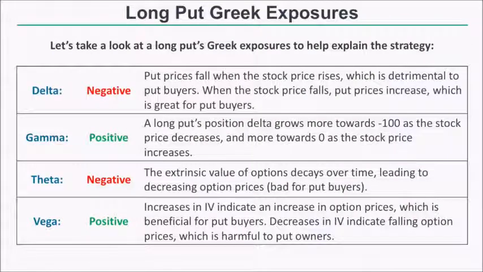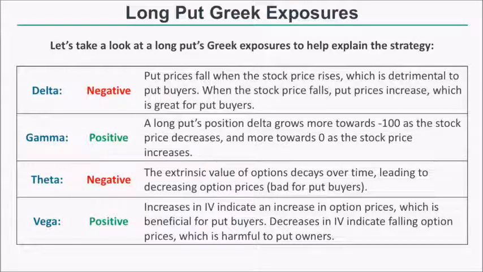So let's take a look at the long put's Greek exposures to help explain the strategy. As we just discussed, a long put is a bearish strategy, and that means its delta is negative. So put prices fall when the stock price rises, which is detrimental to put buyers, and when the stock price falls, put prices increase, which is great for put buyers. So the position delta of a long put position is negative. We want the stock price to decrease.